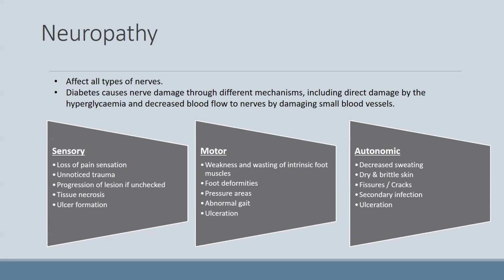These patients cannot feel that their skin is dry because of the autonomic nervous system abnormality. They will have decreased sweating, they'll have dry and brittle skin, which is predisposed to cracking and fissures, and then with secondary infection, this results in ulceration.